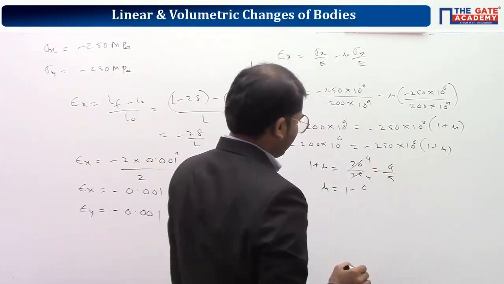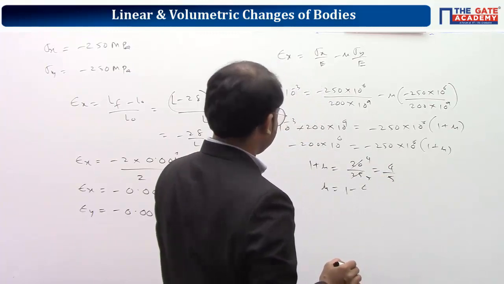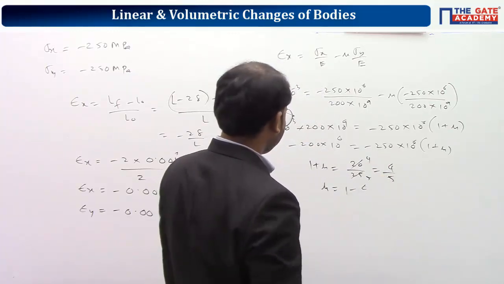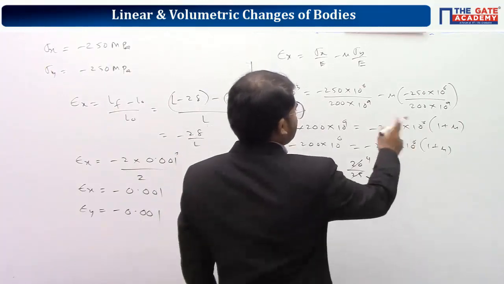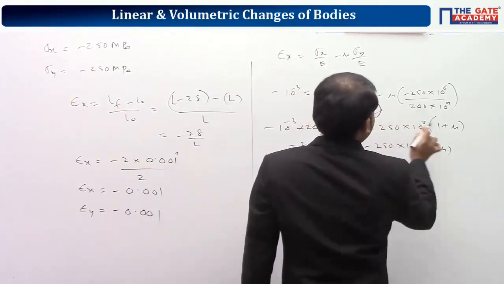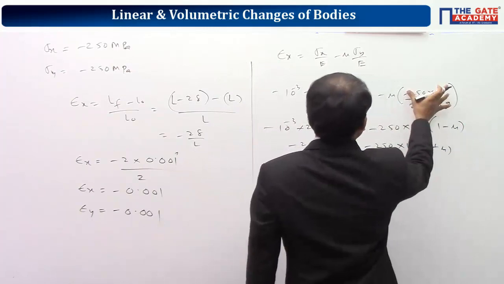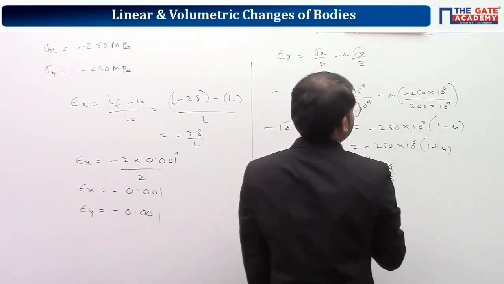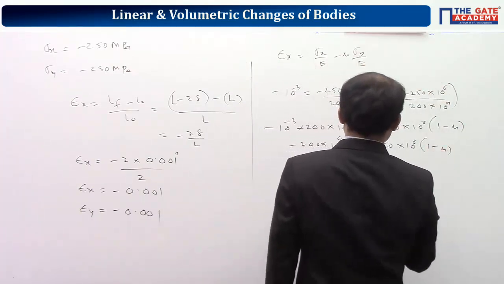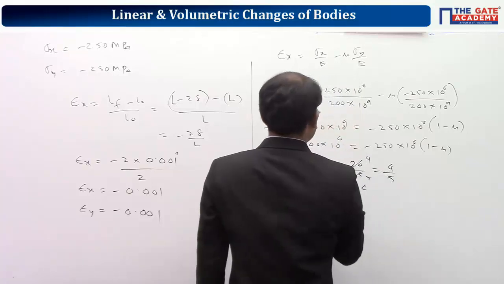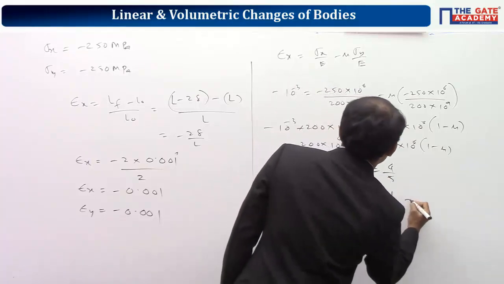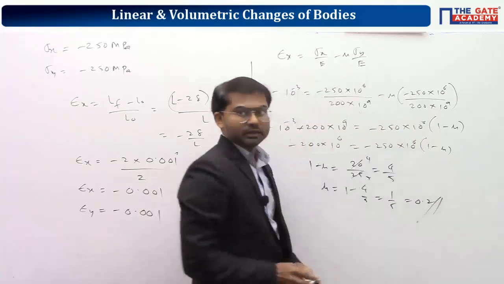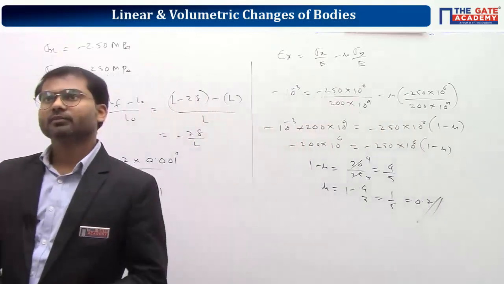So mu is 4 by 5 minus 1, no, there is some mistake here because we are getting a negative value. Epsilon x is this one here, and here you will have a minus sign only, because we are taking out minus 250 megapascal outside. So 1 minus mu is this value. Mu comes out to 1 minus 4 by 5 is equal to 1 by 5 is equal to 0.2. This is how you have to solve this question.